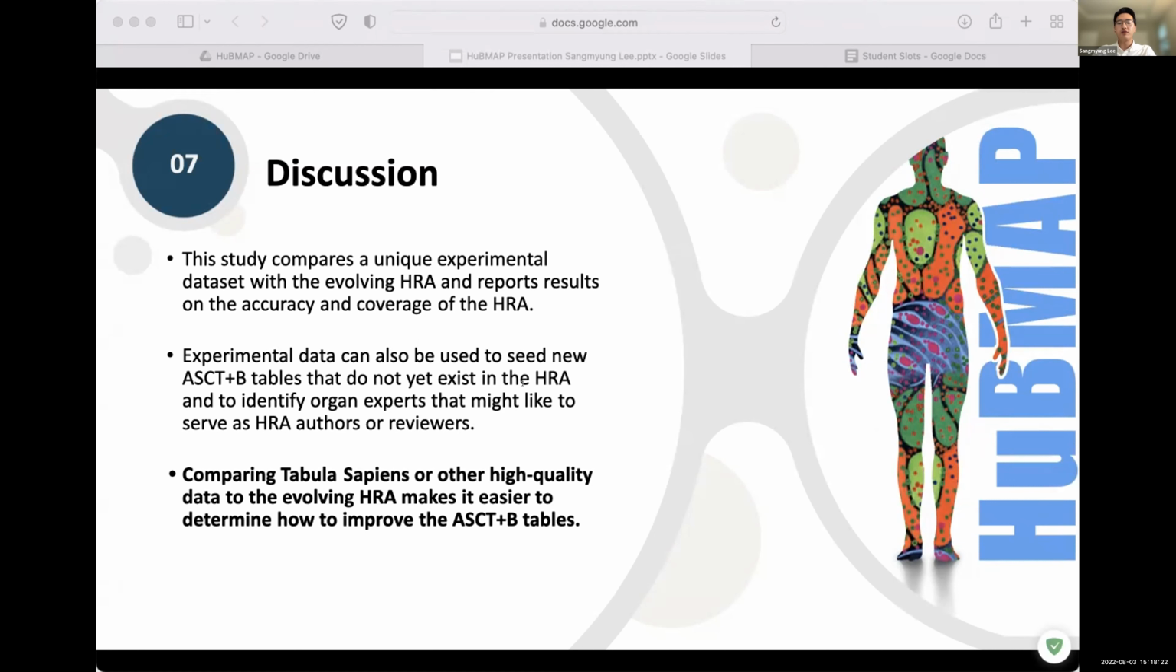As such, comparing anatomical structures and cell types across different atlases for the experimental dataset reveals the complexity of comparing results from different body locations, donors, and experimental procedures, highlighting the need for a unified reference framework. However, comparing Tabula Sapiens or other high-quality data still provides valuable insight to the evolving HRA, making it easier to determine how to improve the ASCT+B table.